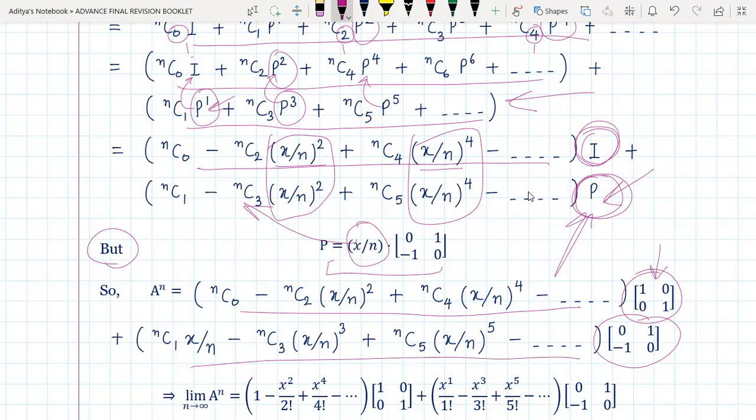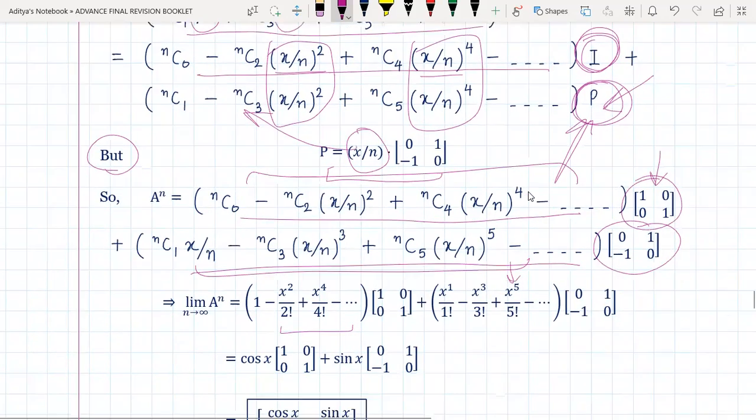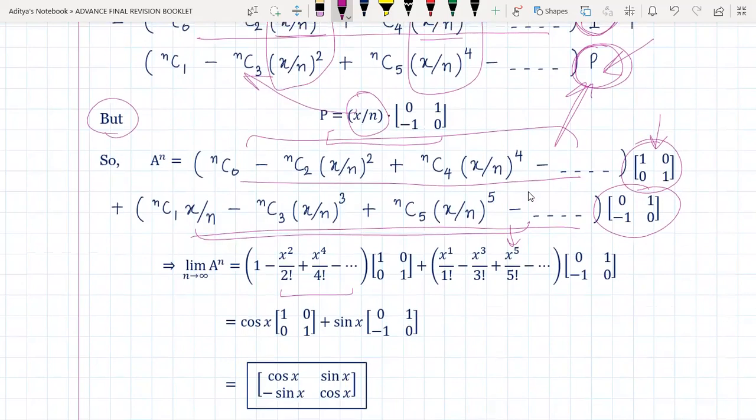Now you just apply the limit both the sides. We can easily observe this is what we would get for this bracket, and for the second bracket this is the expression that we are getting. Obviously these are the expansions of cos x and sin x, and the final answer we still get is what we got earlier. Okay.